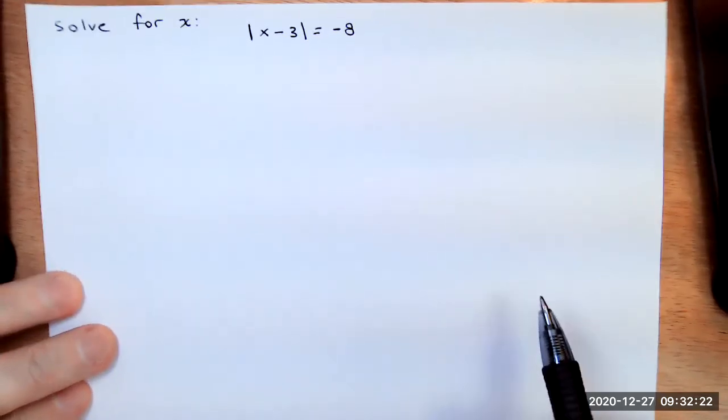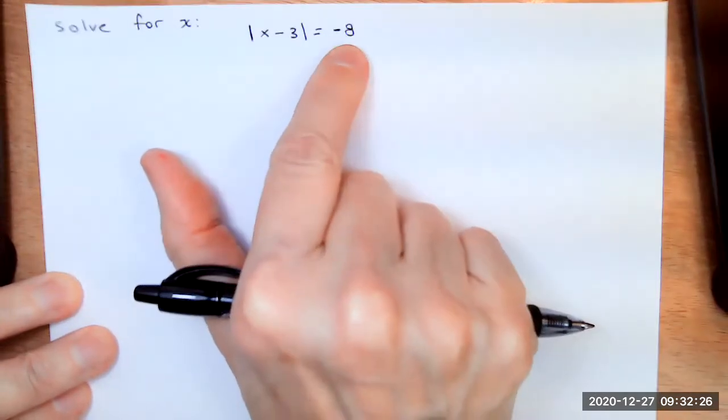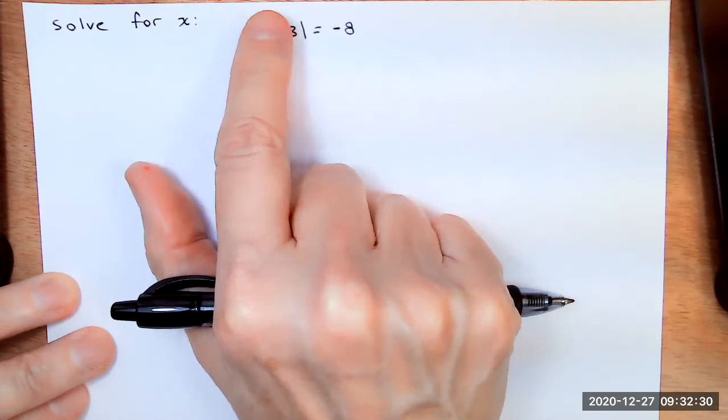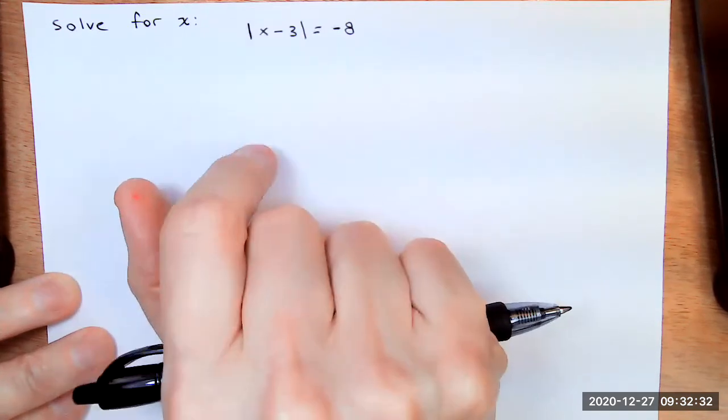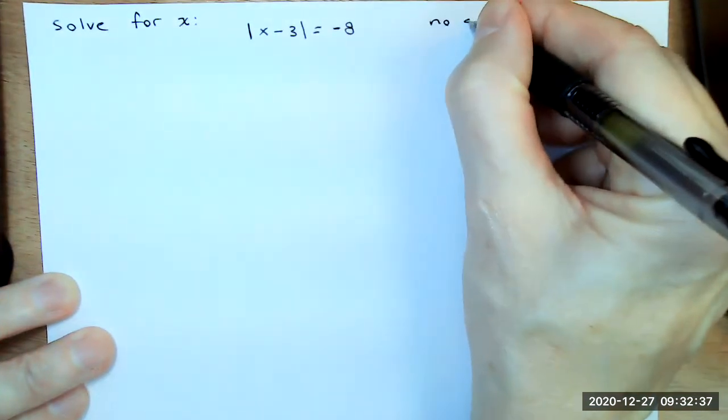Let's say you isolated your absolute value, and you have that your absolute value is equal to a negative number. Well, that's not possible. The absolute value is always going to be positive. So you would just say no solution.